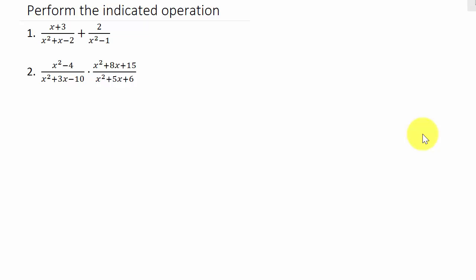Okay, in this video we're going to look at performing operations with rational expressions using wxMaxima. These are the two problems I'm going to work. I'm going to add these two and multiply these two.